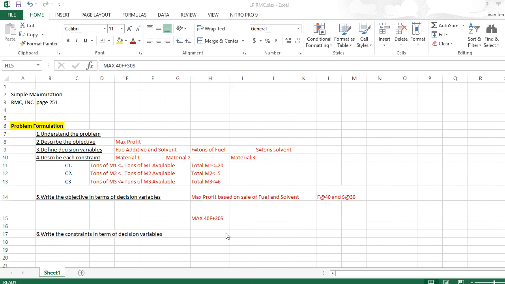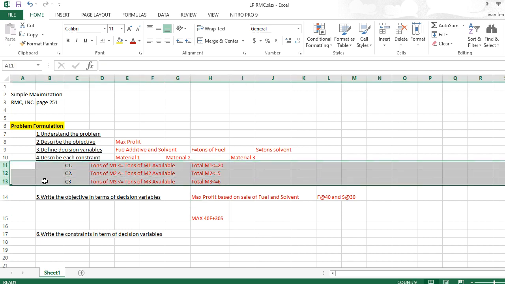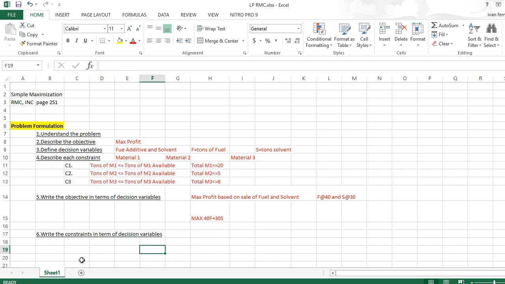Now you're going to do the same thing with the constraints that you defined in step 4, but you're going to write them based on your decision variables. You'll see what I mean. Let me put in C1 here. Your first constraint is that the number of tons of material 1 used must be less than or equal to the 20 tons available.